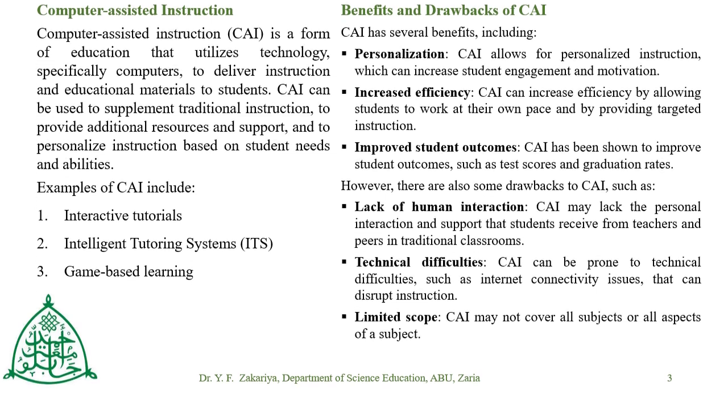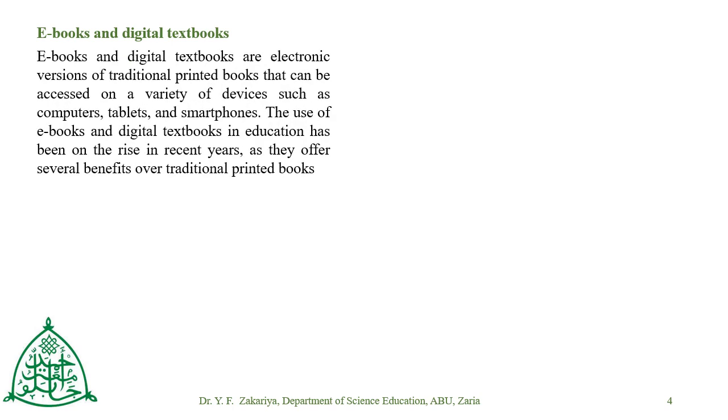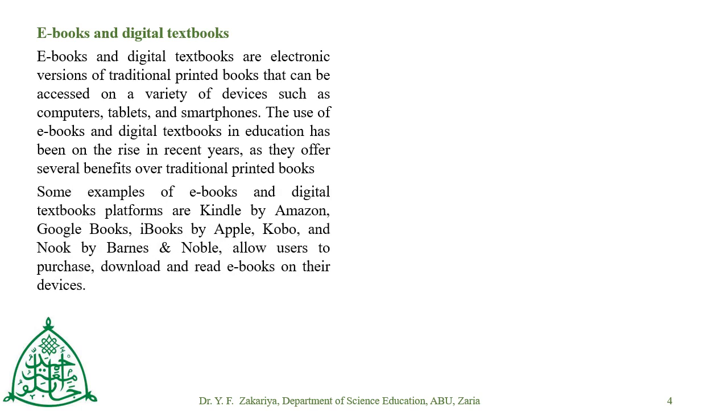Another application of ICT in education has to do with ebooks and digital textbooks. Okay, ebooks and digital textbooks are electronic versions of traditional printed books that can be accessed on a variety of devices, such as computers, tablets, and smartphones. Some examples of ebooks and digital textbooks platforms you can find are the Kindle by Amazon, the Google Books, the iBooks by iPhone, the Kobo, and Nook by Barnes and Noble. This allows users to purchase, download and read ebooks on their devices.